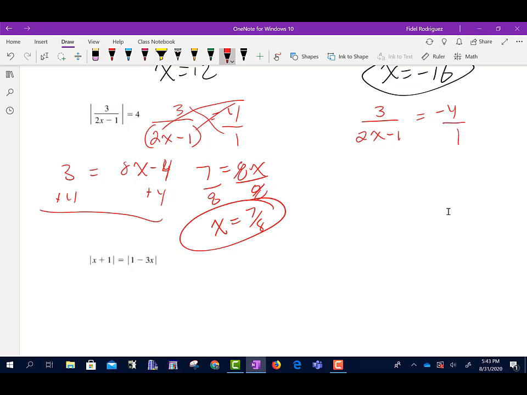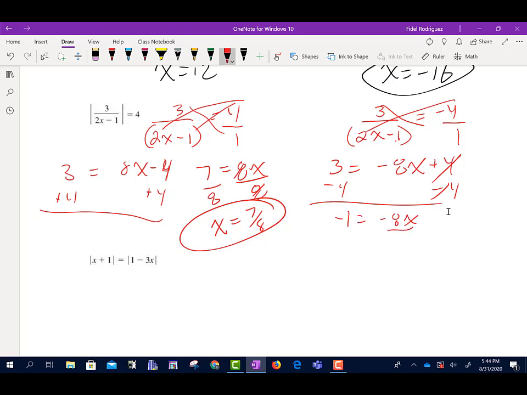We can do the same thing here. Let's cross multiply. So 3 equals, now this is a negative 4, so that's going to be a negative 8x and a positive 4, because negative 4 times negative 1 is positive 4. Okay, it's minus 4 on both sides. So 3 minus 4 is a minus 1, equals a negative 8x. We'll divide both sides by negative 8. And again, a negative divided by negative is a positive. So x is equal to positive 1 over 8. Okay.